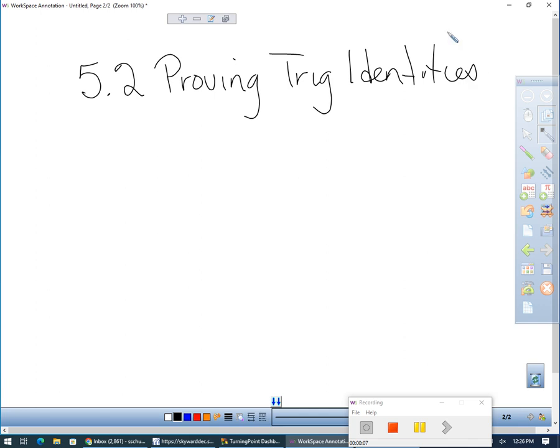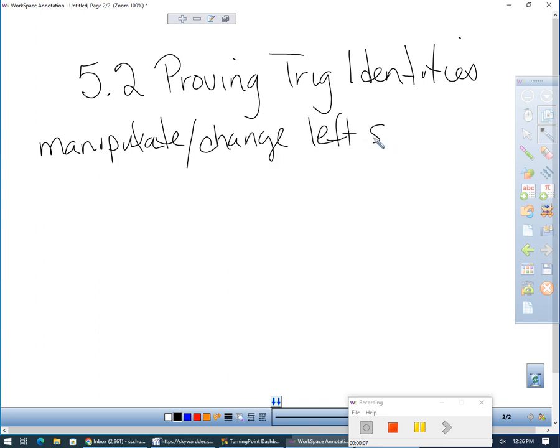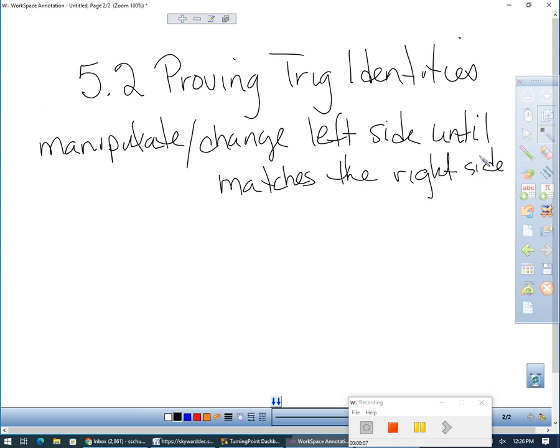So the easiest way for me to say this today is the fact when we're proving trig identities, you are going to manipulate or change the left side of the equation until it matches the right side. So we never change the right side of the equation. We keep manipulating the left until we can get the right to match. Okay?